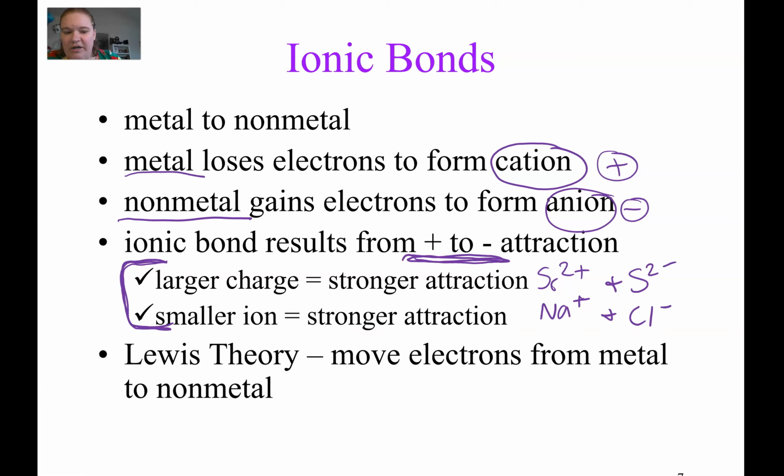And then the smaller ion is because they can get closer together. So when there's less bulky stuff in the way, they are able to get closer together. And I always think of this as putting things on your refrigerator. The magnet and the refrigerator are attracted to each other. If you try and hang something on the refrigerator that's really thick, they aren't going to stick as well together. There's just too much bulkiness in the way. So Lewis theory says that we're going to move the electrons from the metal to the non-metal.